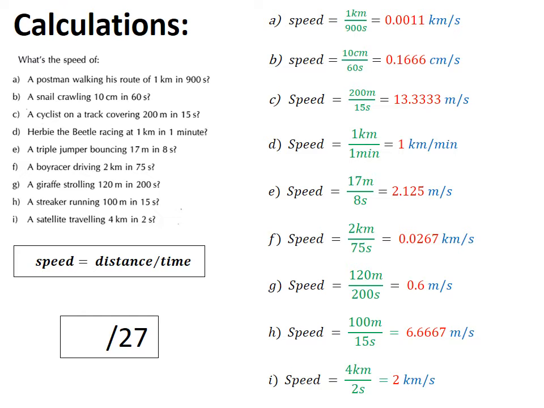In the second question, we have a snail crawling 10 centimeters in 60 seconds. So we would divide the distance 10 by the time of 60, and the answer is 0.1666 centimeters per second. Now the tricky thing here is getting the correct units. So if we look at question A again, we can see that the distance is kilometers and the time is seconds. So the unit of speed will be kilometers per second. And you look at the second question, the distance is measured in centimeters and the time in seconds. Therefore, the speed will be centimeters per second.